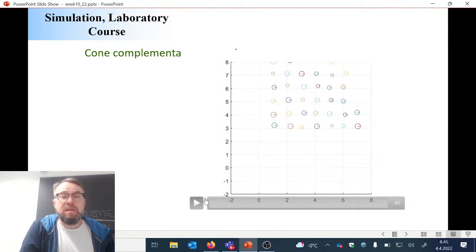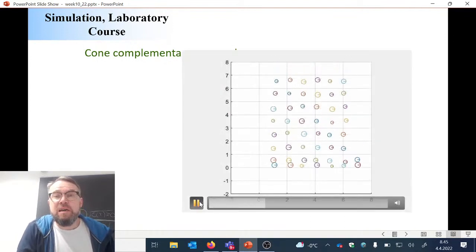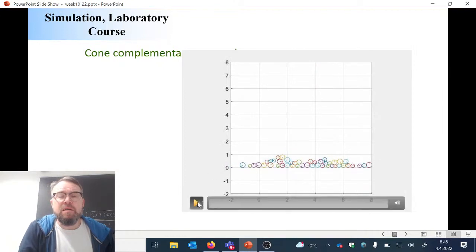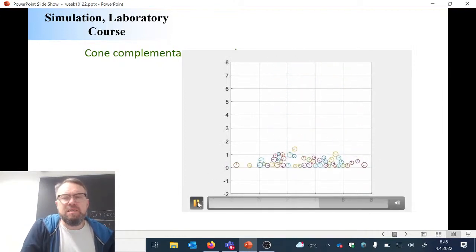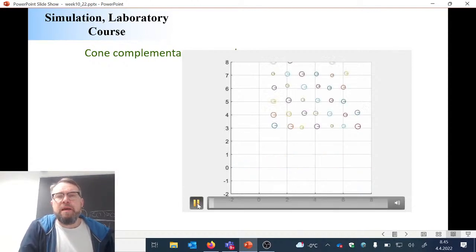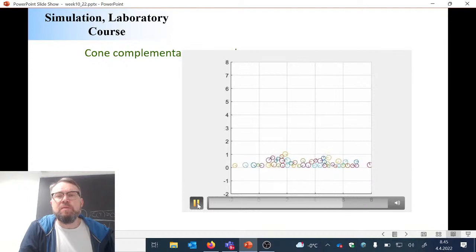Here's an example. I don't know how many balls are here. I'm estimating it could be less than 100, maybe 50 balls. They're dropping and they have interaction between each other.